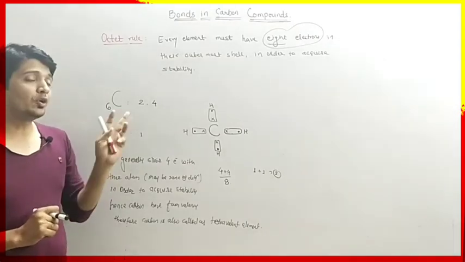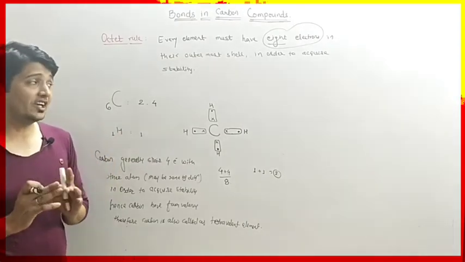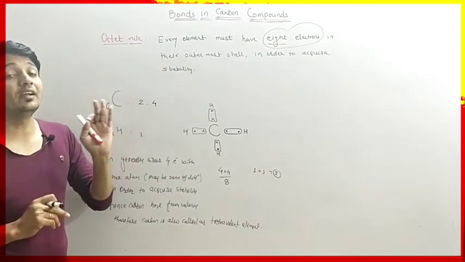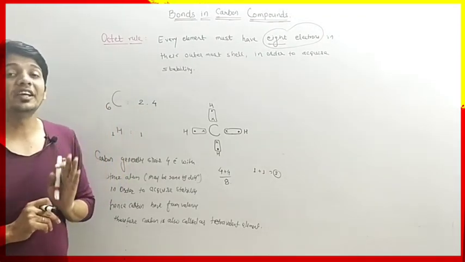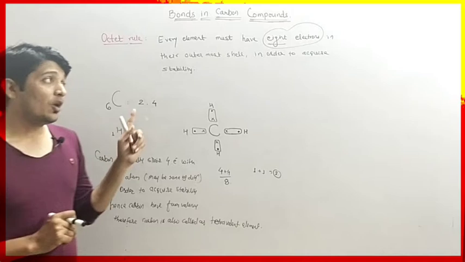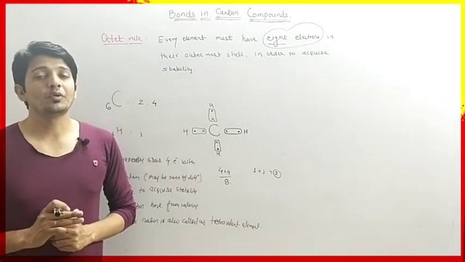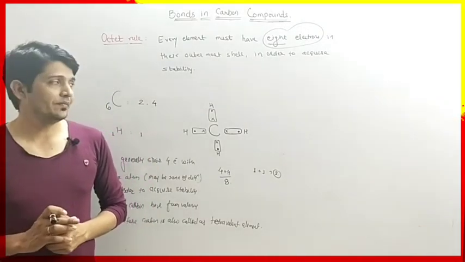So fit the octet rule in your mind so that you are not going to forget it till you study chemistry. The octet rule is very important for calculating or identifying the valency of any atom. Okay, so right.